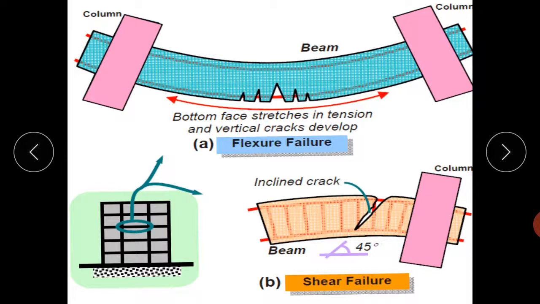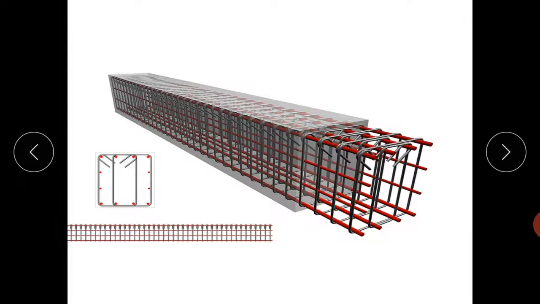The bottom face stretches in tension and vertical cracks will develop, and shear cracks are developed due to shear effect at an angle of 45 degrees. To avoid the flexural failure, we require steel reinforcement at the bottom, and to avoid shear failure or to balance shear stresses, stirrups are used.